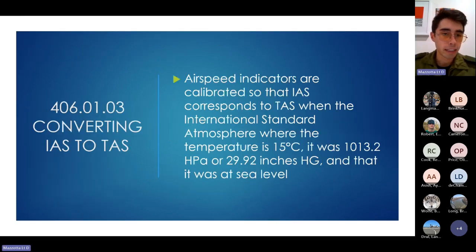So when you're converting indicated to true airspeed, the airspeed indicators are calibrated so that the indicated corresponds to the true airspeed when you are in a standard atmosphere at 15 degrees Celsius and 29.92 inches of mercury, and it was at sea level. Obviously, that's not going to be the case all the time.